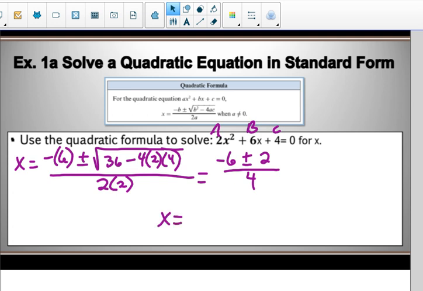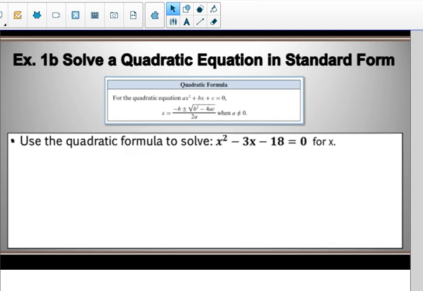So what are my x terms going to be? When you have fractions and you need to simplify it, you need to simplify the numerator before you can divide by the denominator. So negative 6 plus 2 is negative 4. Negative 4 divided by 4 is negative 1. Negative 6 minus 2 is negative 8. Negative 8 divided by 4 is negative 2. So these are your two solutions to that equation. You may do the second one yourself for extra practice.